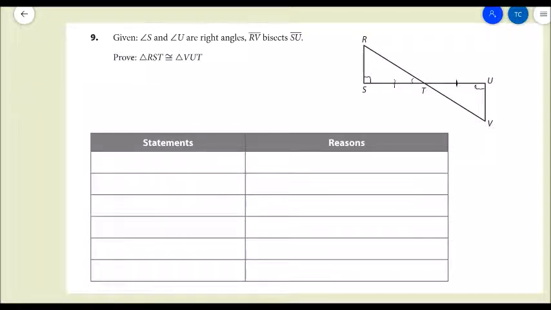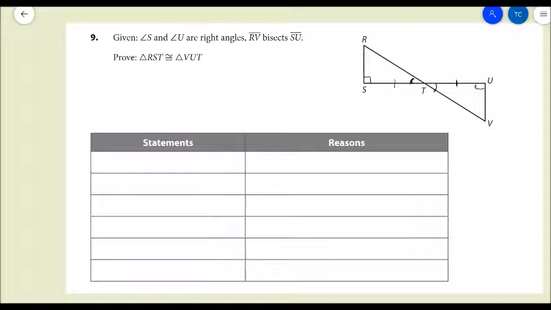That's going to be angle RTS, and then angle UTV. They're vertical angles, so those have to be congruent. So we have our ASA right there. So now I just got to write up my statements here.